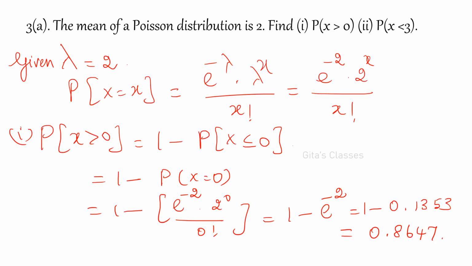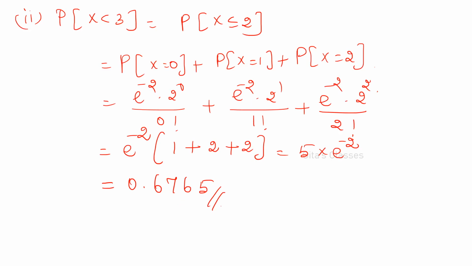And strictly less than 3, P of x less than 3, strictly less than 3 means less than or equal to 2, so 0, 1, 2, just substitute these values. We know that P of x is equal to e power minus 2 into 2 power x by x factorial. In this, x is equal to 0, x equal to 1 and x is equal to 2.